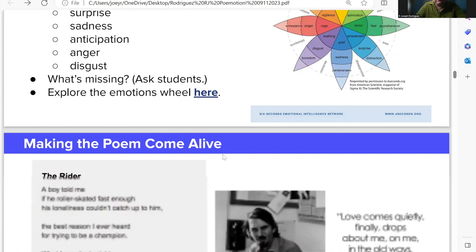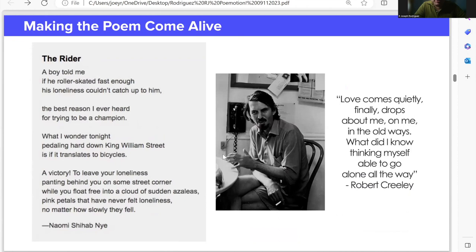This poem by Naomi Shihab Nye, titled The Writer, I believe can first introduce us to emotions, but also to think about how we interpret an emotion. Each person has a different interpretation. But through poetry, we can share that experience in a more concentrated form through verse. The Writer by Naomi Shihab Nye.